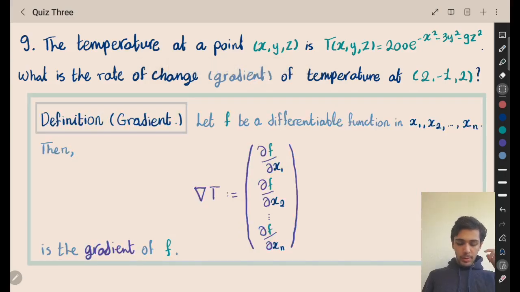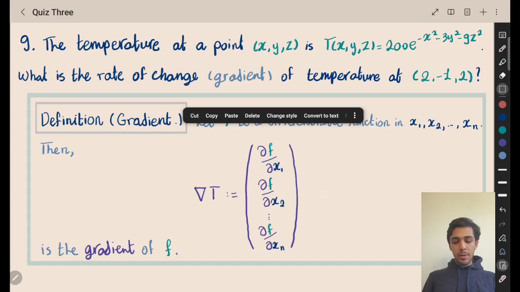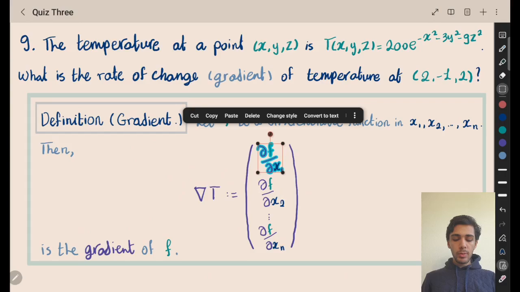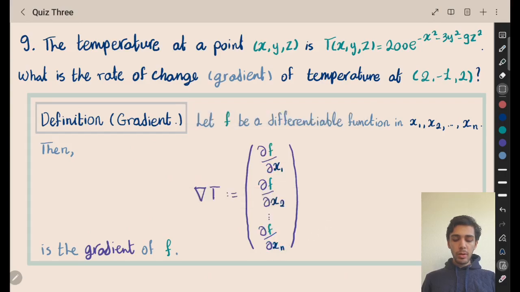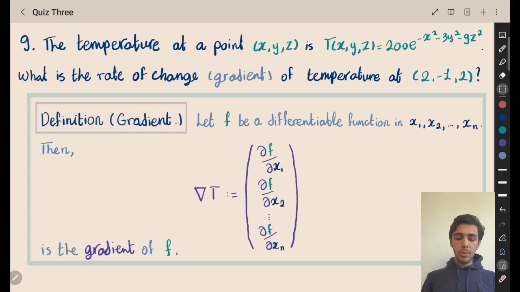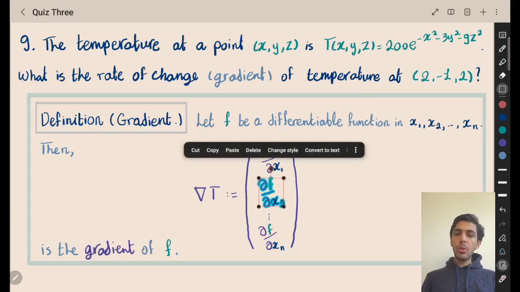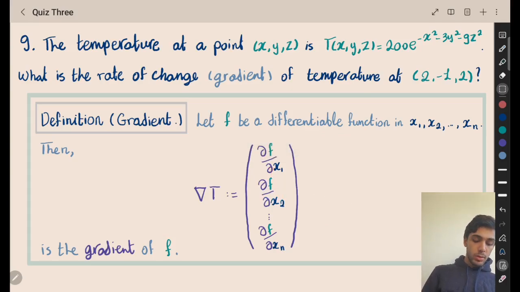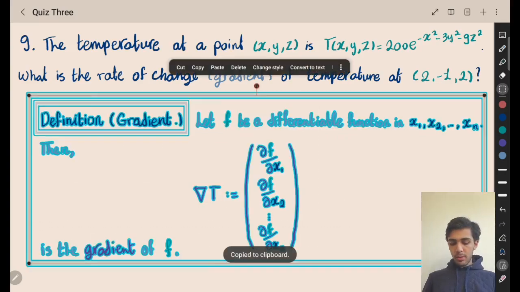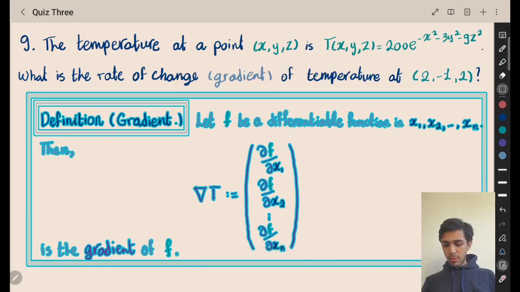So if f is differentiable, then the gradient is just the vector which holds all the partial derivatives with respect to all of the variables. So it is a function of n variables. First coordinate is the partial with respect to the first. Second coordinate is the partial with respect to the second, and so on. I'll actually keep this, and I'll minimize that.